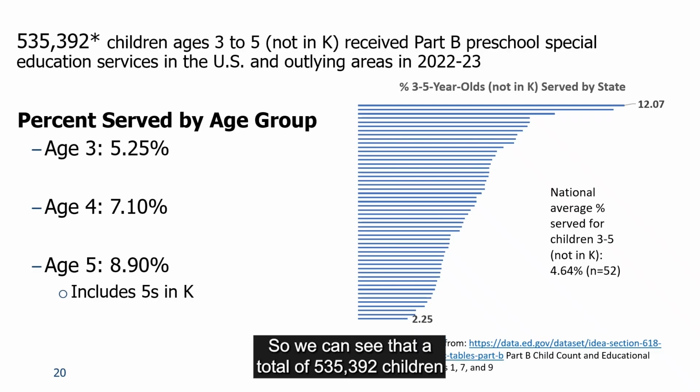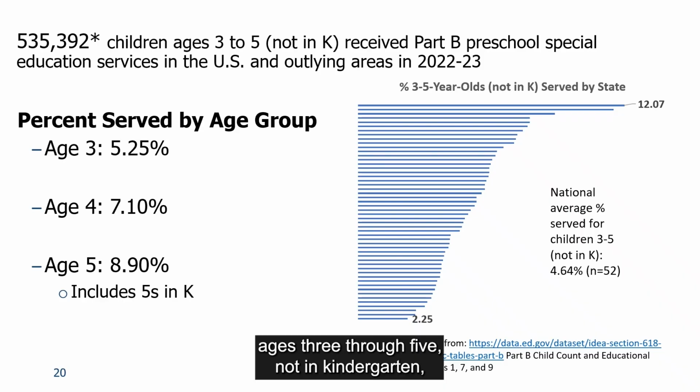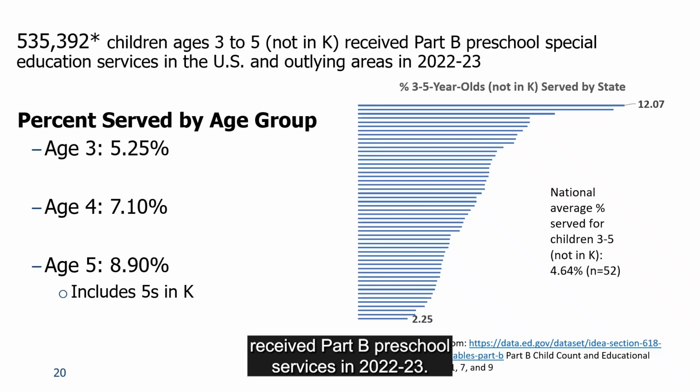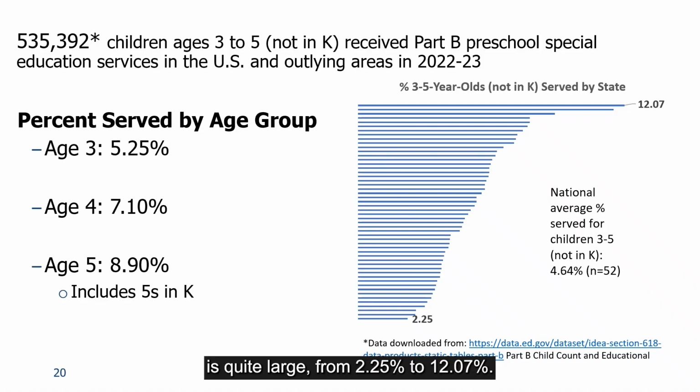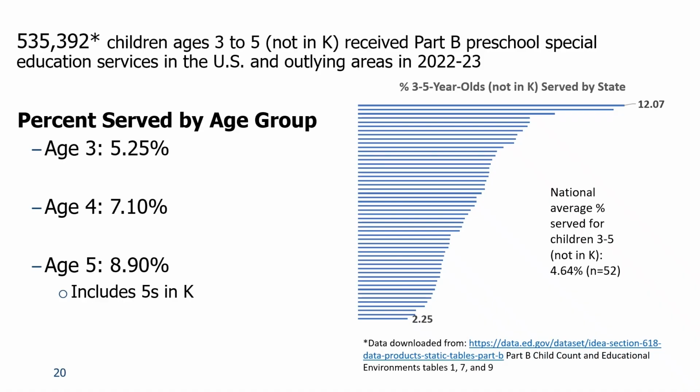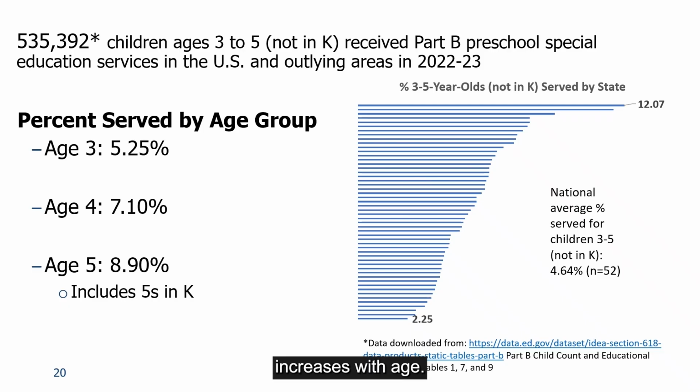So we can see that a total of 535,392 children ages 3 through 5, not in kindergarten, received Part B preschool services in 2022-23. The national percentage of the population served was 4.64%, and you can see that the variation in percentage served is quite large, from 2.25% to 12.07%. You can also see that the percentage served increases with age.